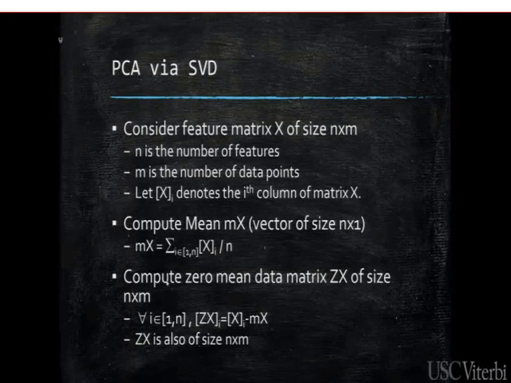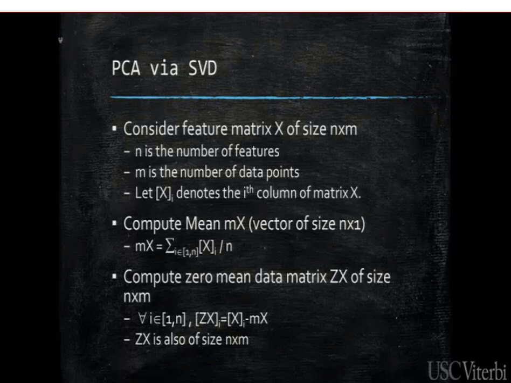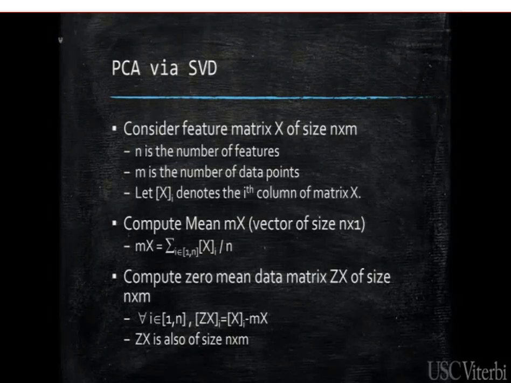Once you have computed the mean, subtract the mean from all the features. Basically, you're centering your data. You're centering the data by removing the mean, right? So subtract the mean from each of the columns, right? Let us call this matrix, which has all the features, zero mean features. Let us call this Zx.